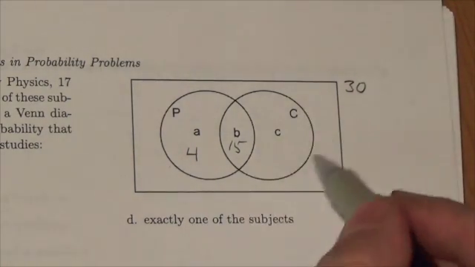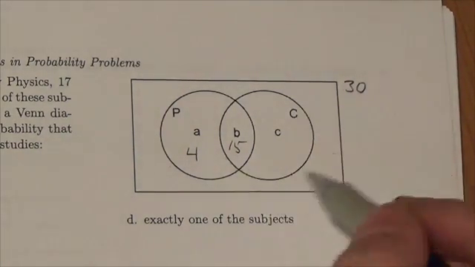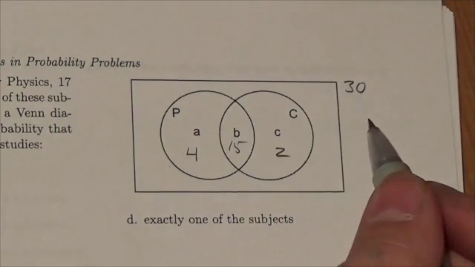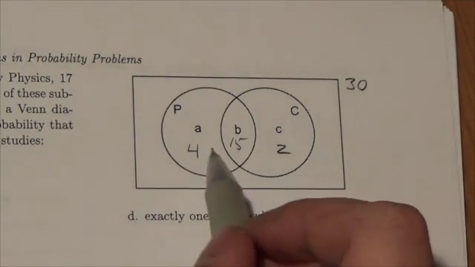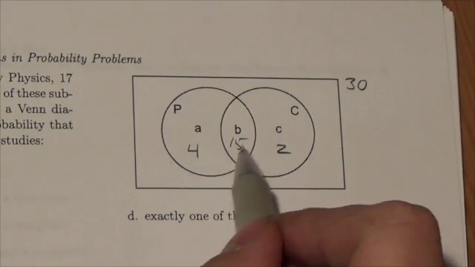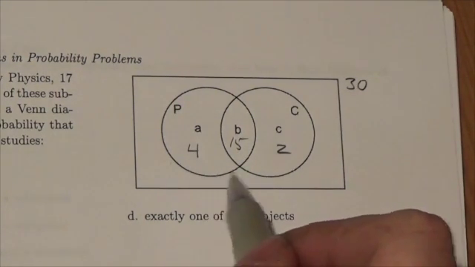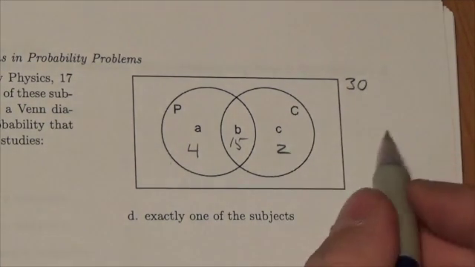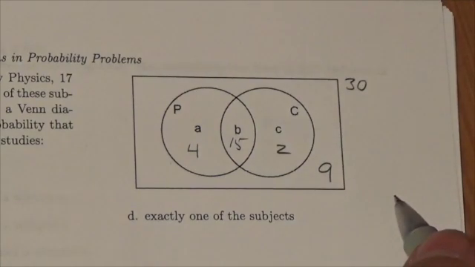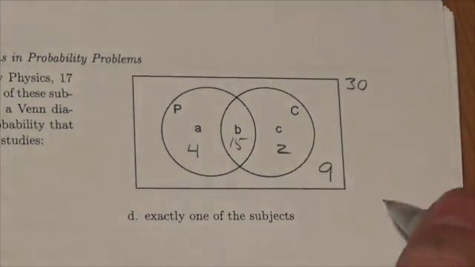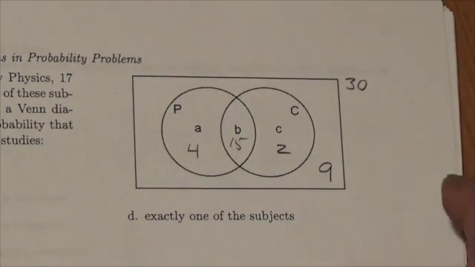In chemistry, we're told that 17 students study chemistry. So 17 students have to be in this circle. There's already 15 here, which means there has to be 2 left over here. Now, when you take a look at these three values, 15 and 4 is 19, and 2 is 21. But there should be 30 students total, which means there are 9 students not taken into account. So there's 9 students that don't study either physics or chemistry. And so here we go.